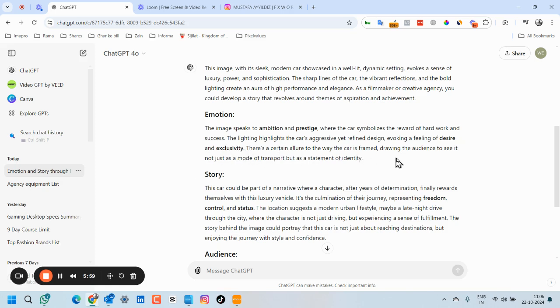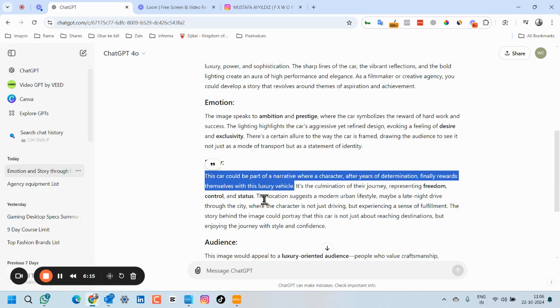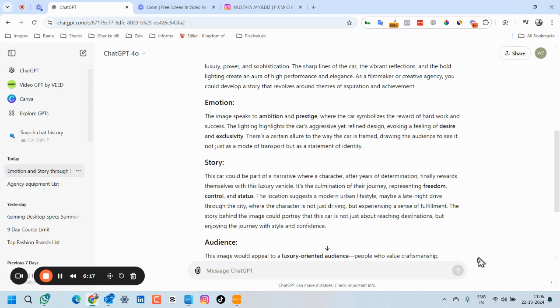And then include the car in frame, drawing the audience to see it not just as a mode of transport but a statement of identity. Okay, this car could be a part of a narrative where a character, after years of determination, finally rewards himself with the luxury vehicle. Now, a reel could be a part or a segment of a story, the big picture, but it has to evoke this emotion.